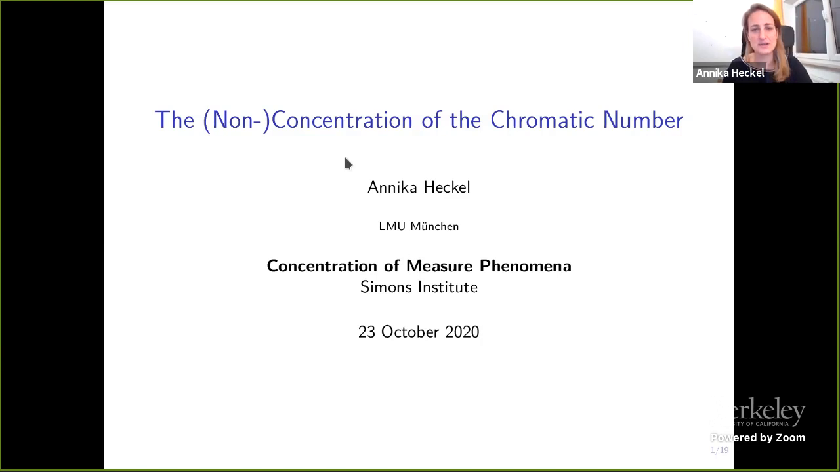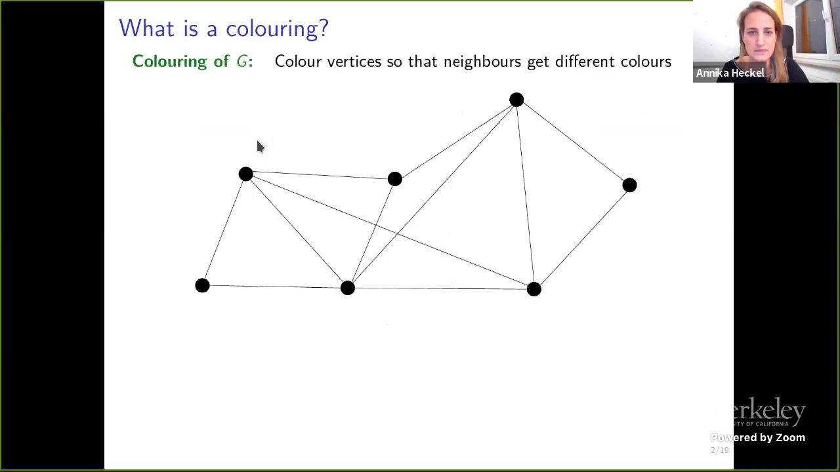Yes, thank you for the invitation and the opportunity to speak here. So this talk is about the concentration of the chromatic number of random graphs, or actually mostly about when it's not very tightly concentrated. So let me start by reviewing some background on graph colorings.